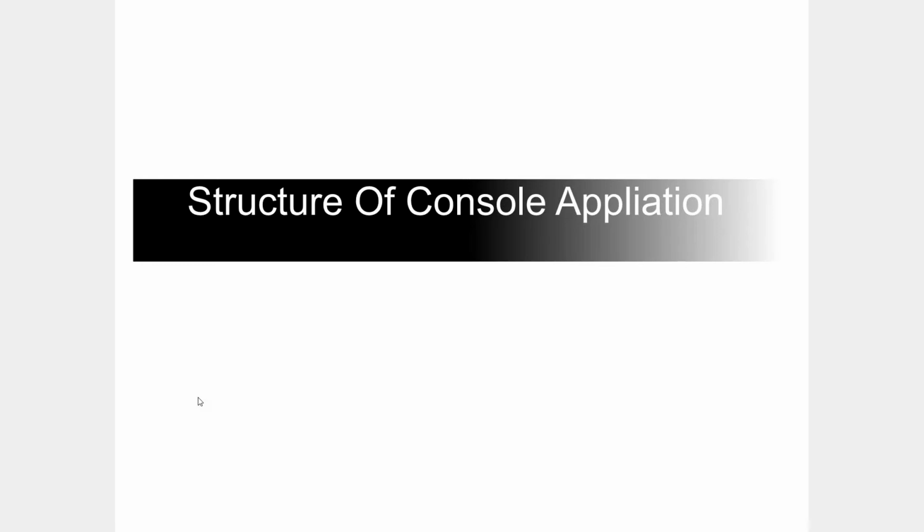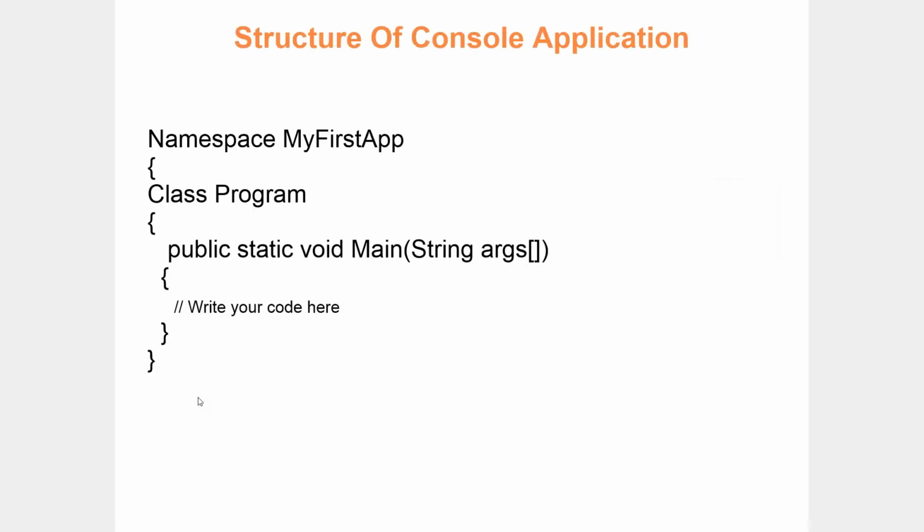So in order to implement anything in the console environment, first you need to be aware of the structure of a console application. What is there in a console application and where to write my logic, where to write my program. So you need to be aware of the structure of the console application. So let's move towards the next concept, that is the structure of a console application.